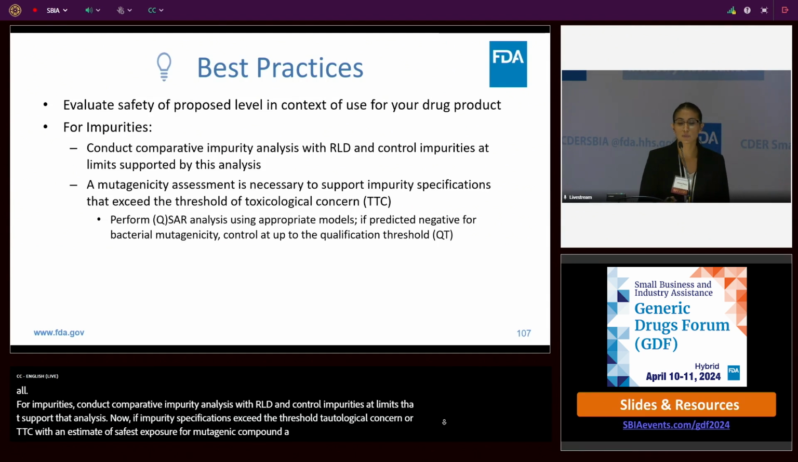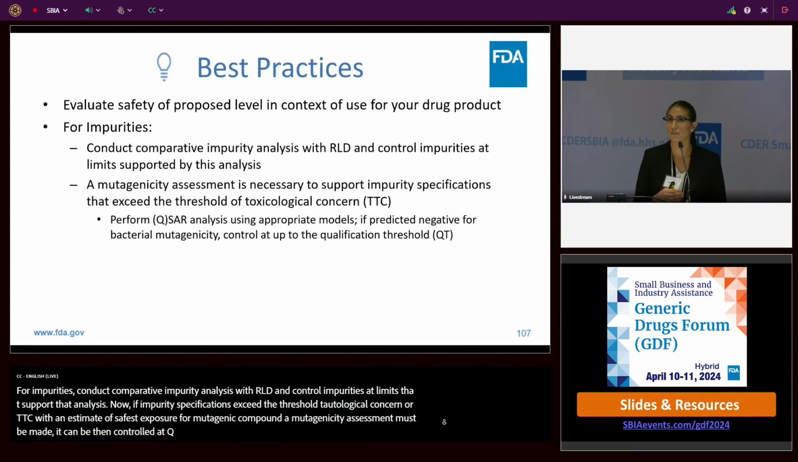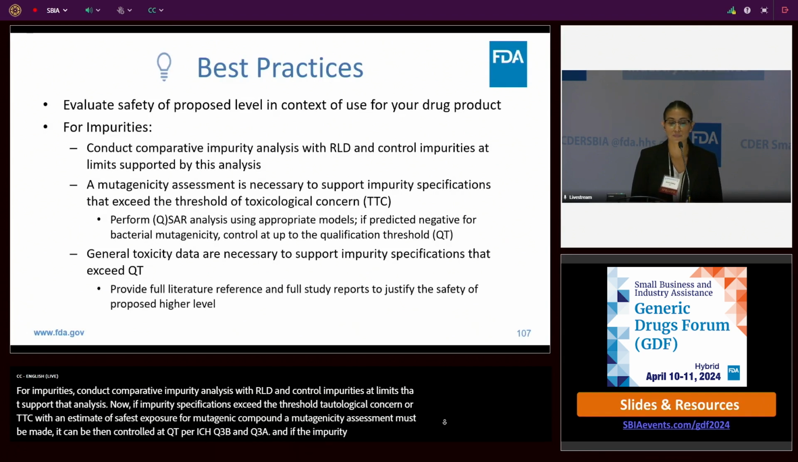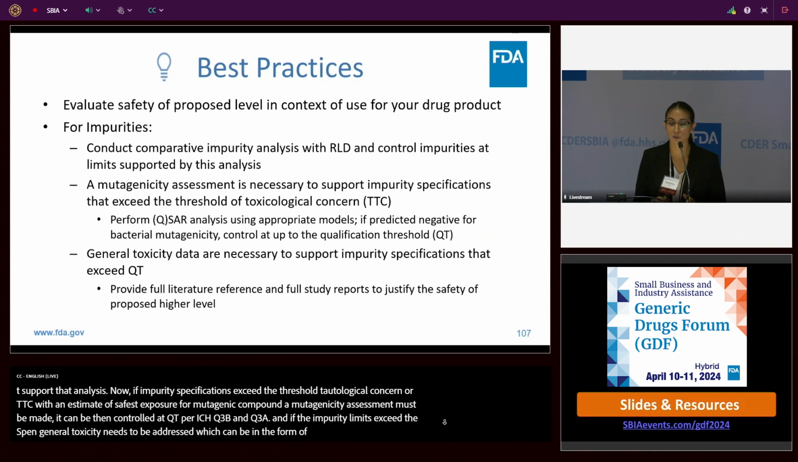And if the impurity is predicted to be negative for bacterial mutagenicity, then it can be controlled at QT per ICH Q3B and Q3A. And if the impurity limit exceeds the QT, then general toxicity needs to be addressed. And again, this can be in the form of full literature references and full study reports to justify the safety of a proposed higher level.